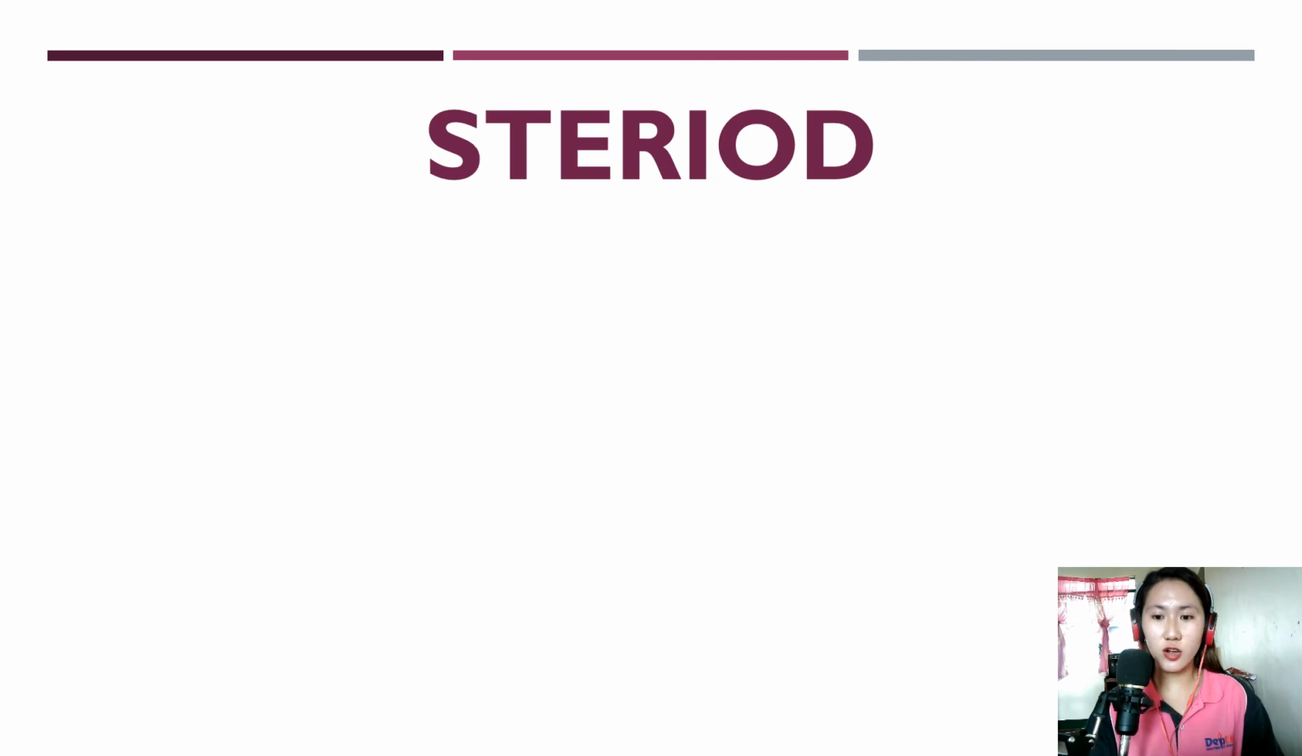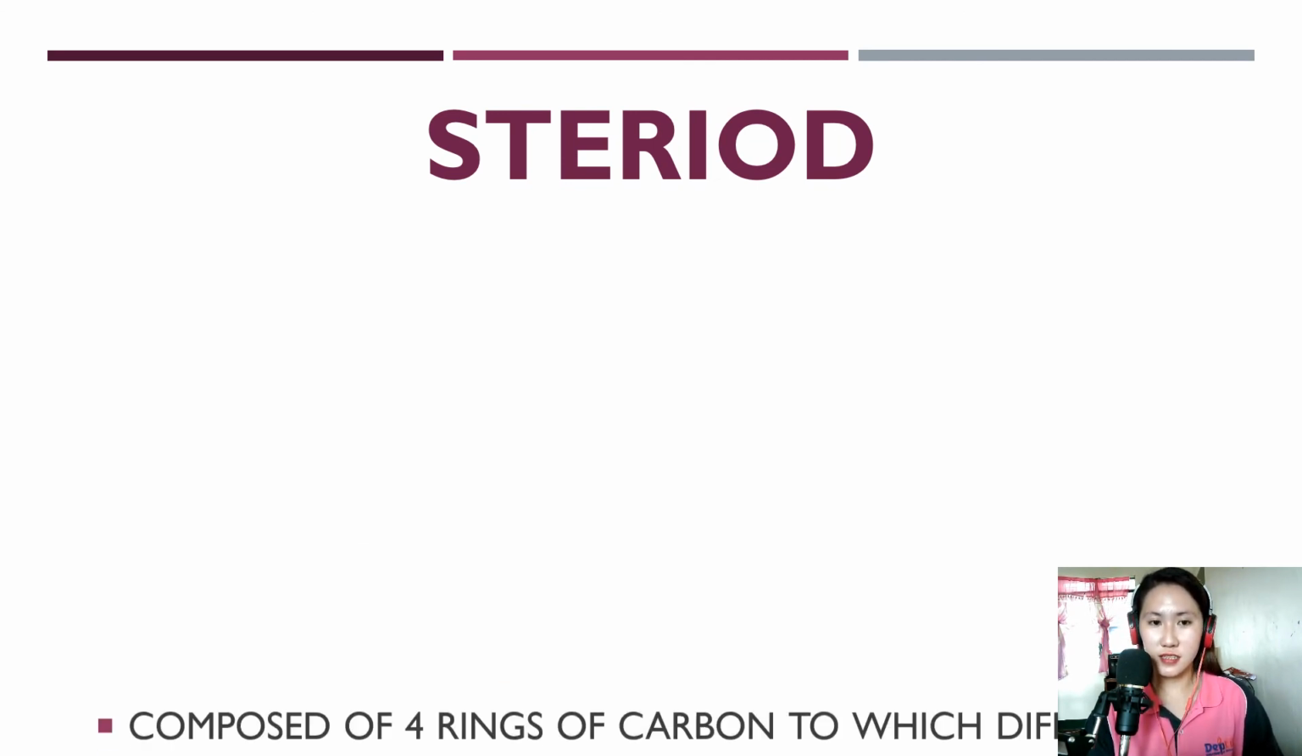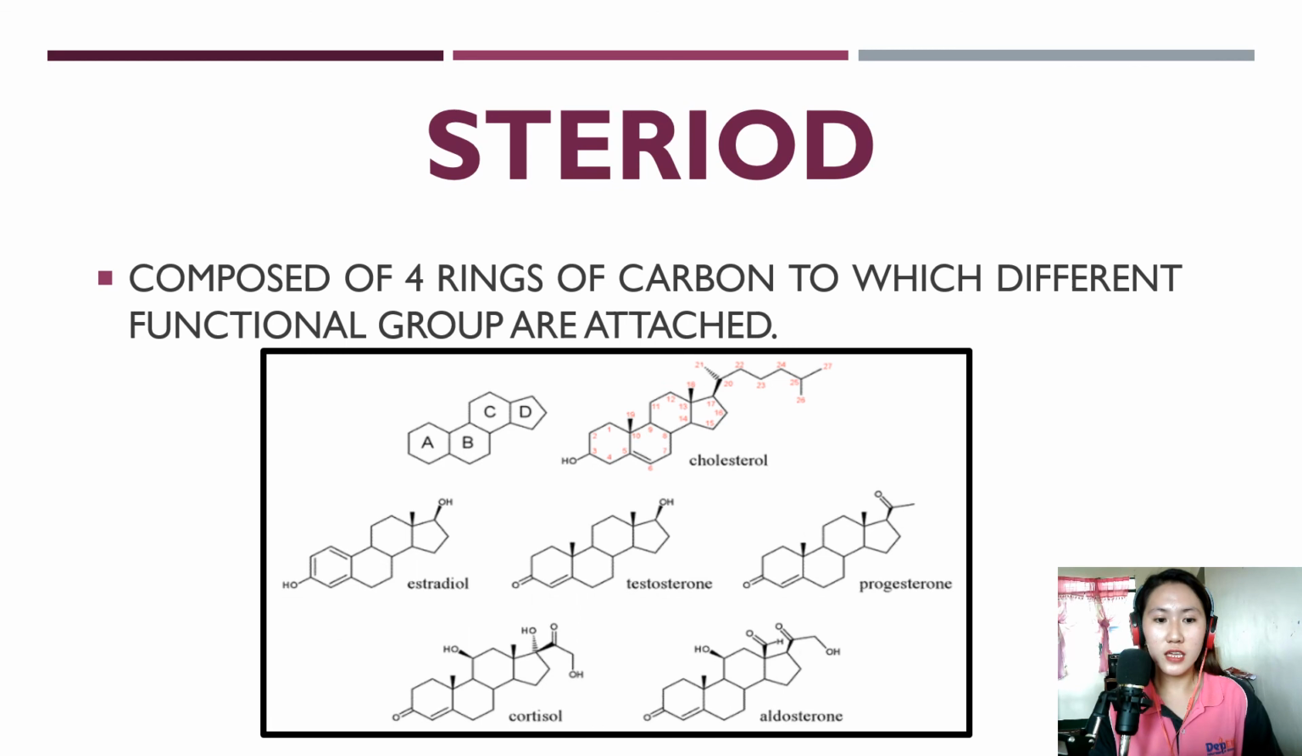So the last category of lipid is the steroid. Steroids are composed of four rings of carbon to which different functional groups are attached. Okay? So one well-known steroid is cholesterol. Cholesterol serves as the precursor for the synthesis of other steroids like this one. Okay, so that is the steroid, and that is all about lipids.